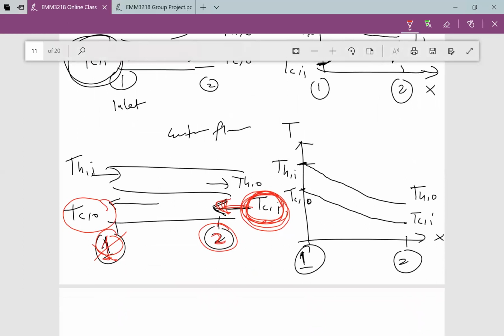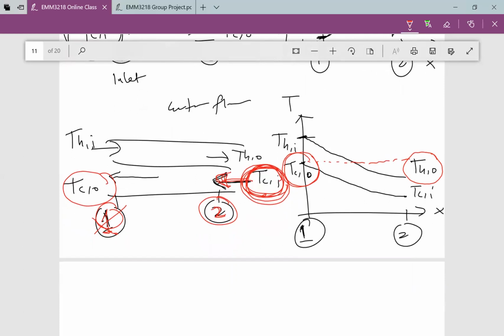And you notice that if you have a counter flow, the outlet temperature of the cold fluid is going to be greater than the outlet temperature of the hot fluid. So T hot outlet is going to be less than T cold outlet. If this is the case, then what you have is a counter flow.